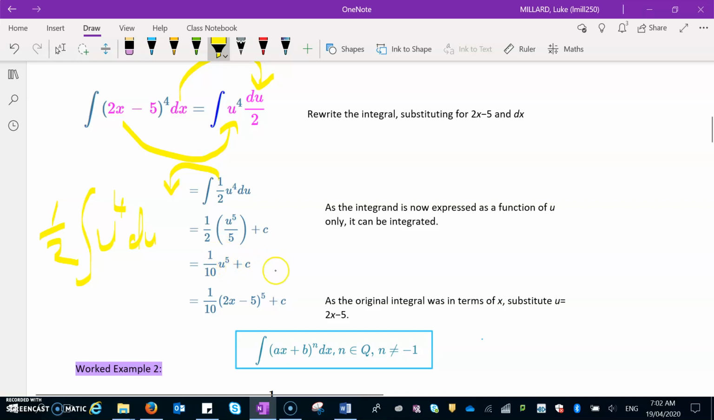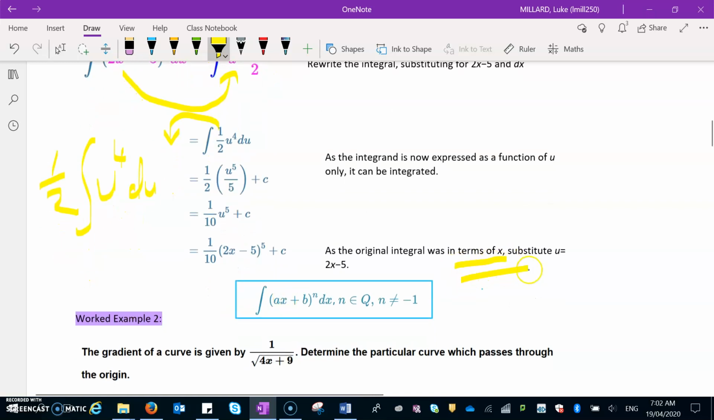But remember, the original integral was in terms of x, so we always need to write the answer in terms of x. We need to substitute u, which was 2x minus 5, back into here. And that is going to be your completed solution.